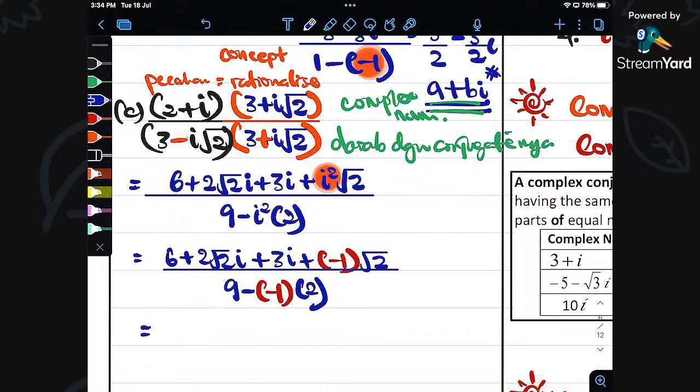And so the answer is 6 minus square root 2 over with 5. Is it 5? Oh no, it's 11. Sebab ini tambah. And then plus with 2 square root 2 plus 3 over 11 i.